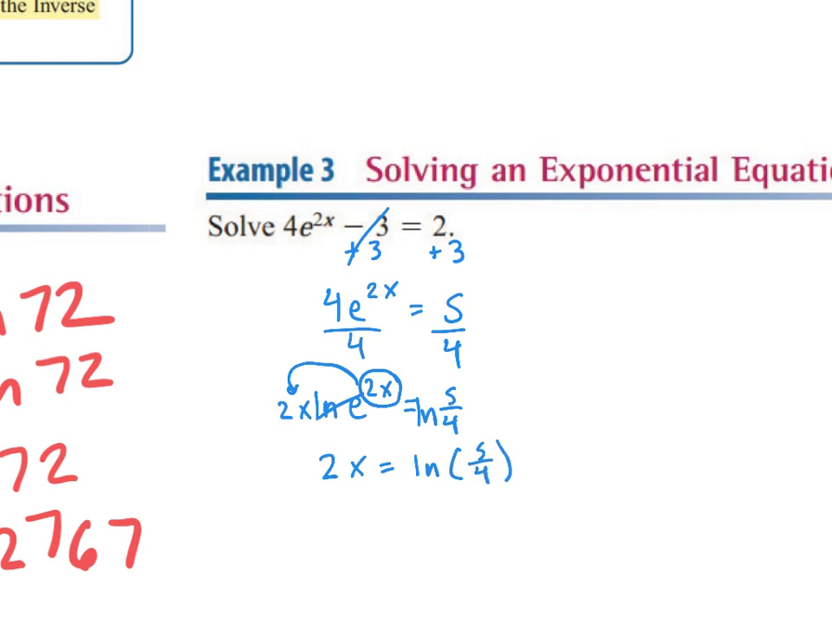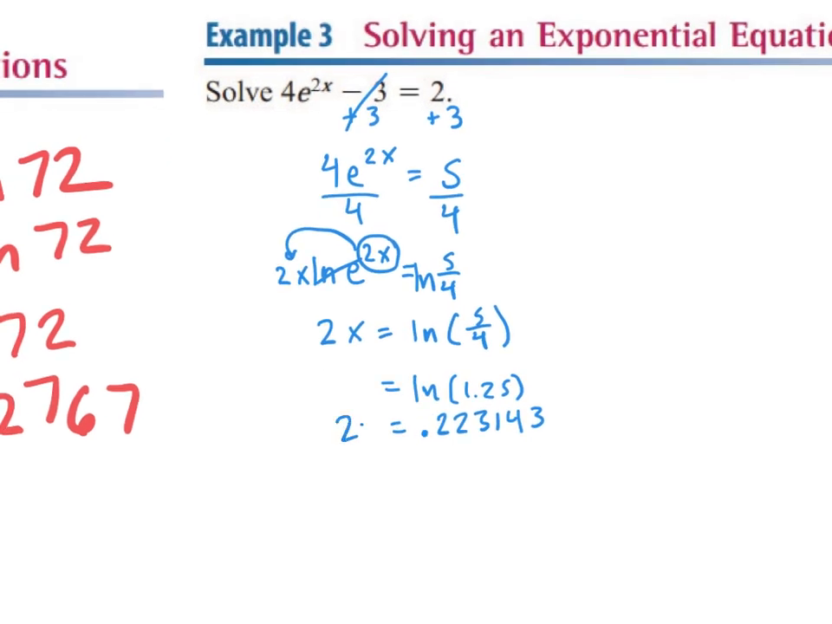So we can find the decimal of 5/4 and then just take the ln of that. So 5 divided by 4 is 1.25. So ln of 1.25 would be 0.223143, and this is equal to 2x. And then we just divide both sides by 2. So x is equal to 0.11157.